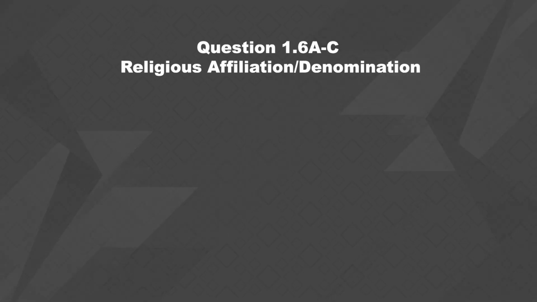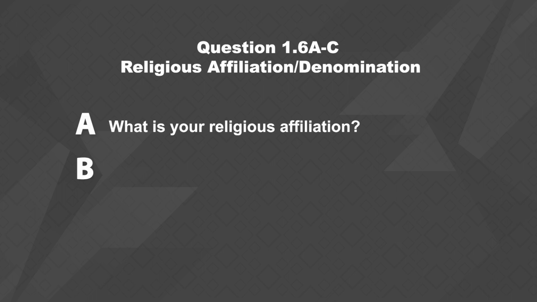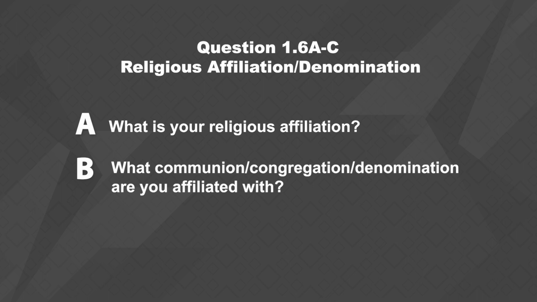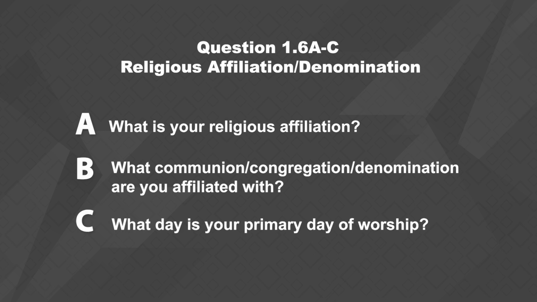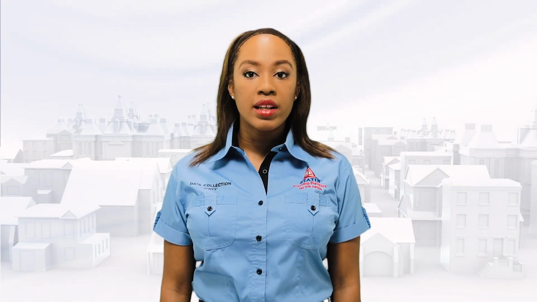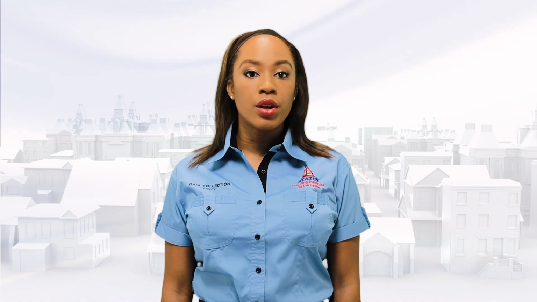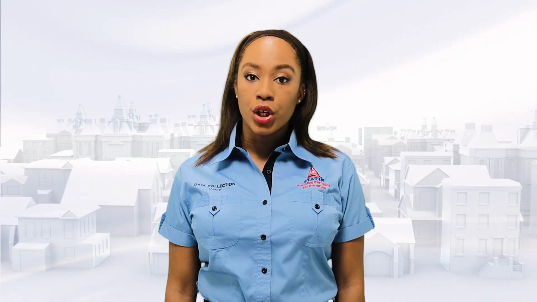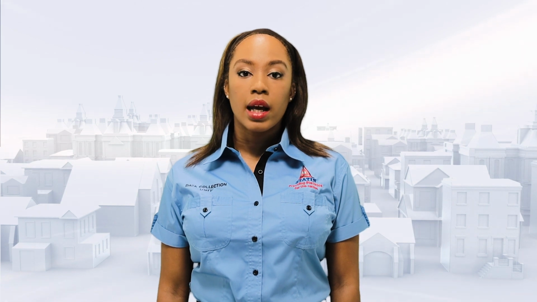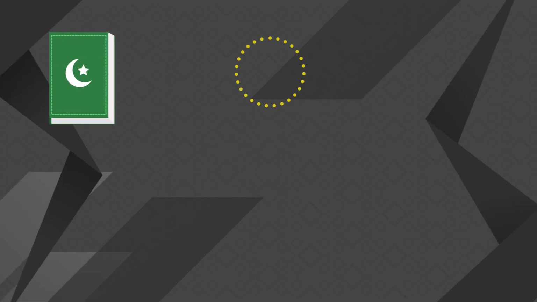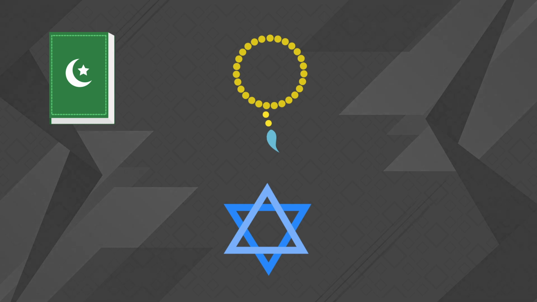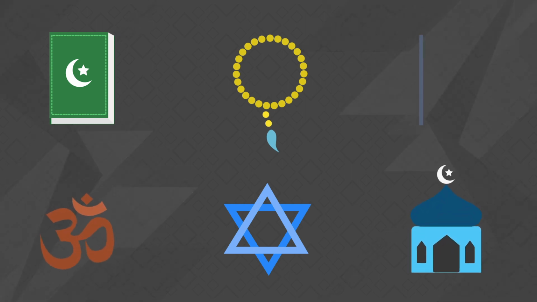Question 1.6a to c. Religious affiliation/denomination. A. What is your religious affiliation? B. What communion/congregation/denomination are you affiliated with? C. What day is your primary day of worship? These questions seek to determine association with a religion. The word affiliation could cause some amount of confusion, but to most people, it will mean the church they belong to or regularly attend. Question 1.6a seeks to determine association with all religions and not just Christianity.